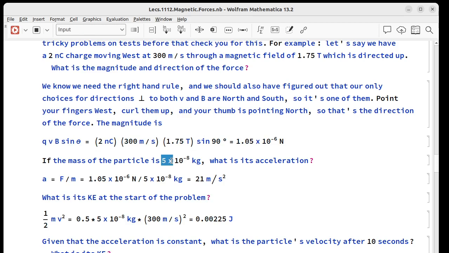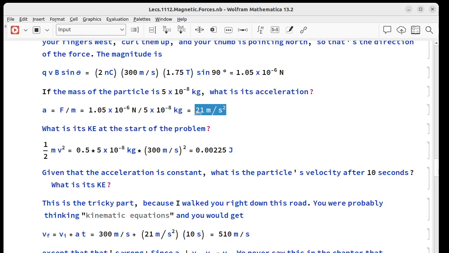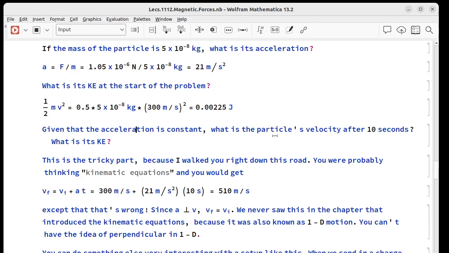Then I could give you the mass of the particle and say, well, what's the acceleration? That's an easy problem from last semester. Acceleration is F over m, so we get 21 meters per second squared. Another problem from last semester, I could say, what's the kinetic energy at the start of the problem? It's just 1/2 mv squared. So you calculate that. Then I could say, okay, the acceleration is constant in magnitude. What's the particle's velocity after 10 seconds, and what's its kinetic energy?